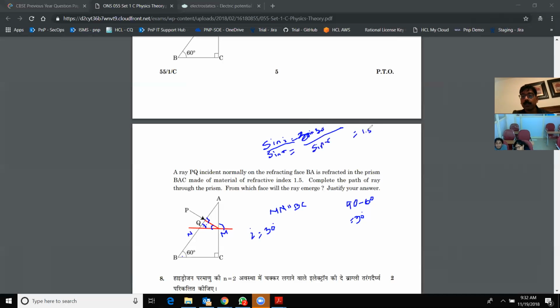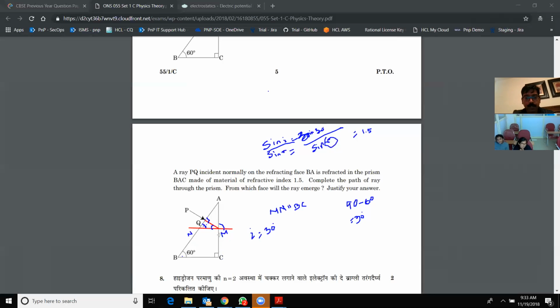So, 1.5, right? So you can find the value of r. Sin r will be equal to sin 30 by 1.5. So angle r can be found. Now, if you somehow know the angle r, that is the basis of how much deflection it will get. Will it follow this path, emerge directly from here, or come out here and go back here? All that will depend on the value of r that you are getting, right?